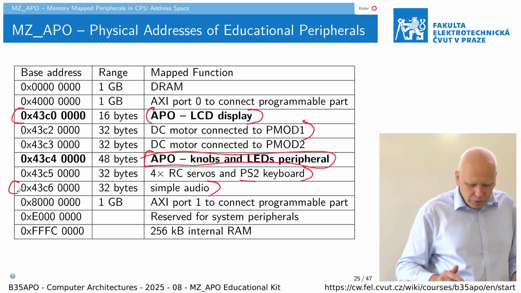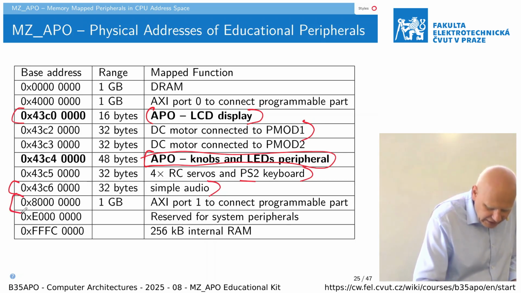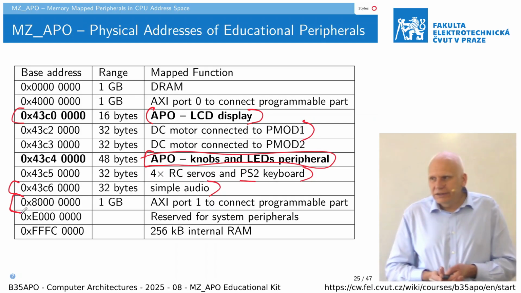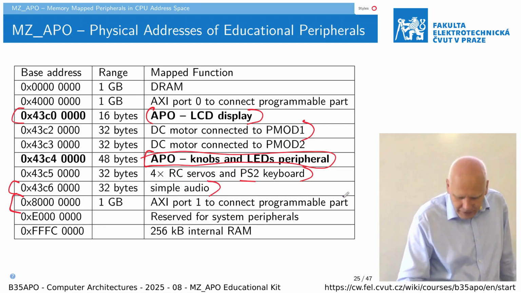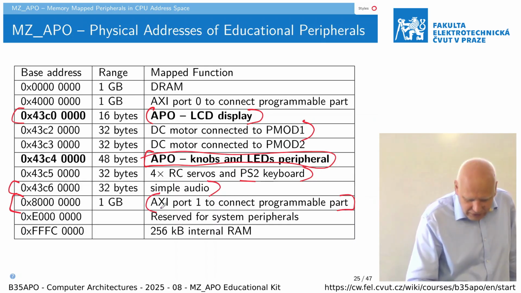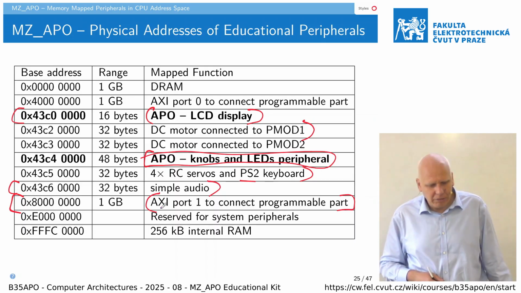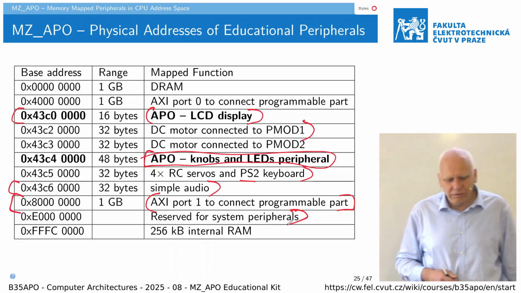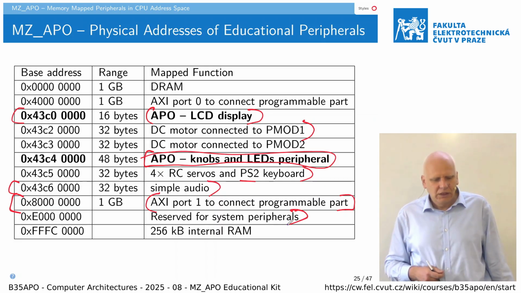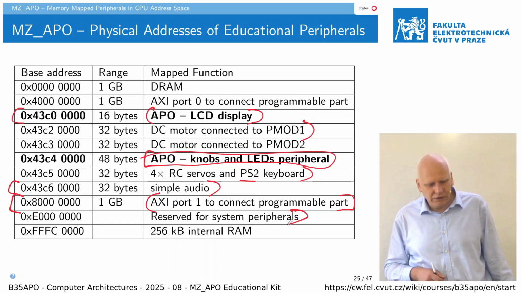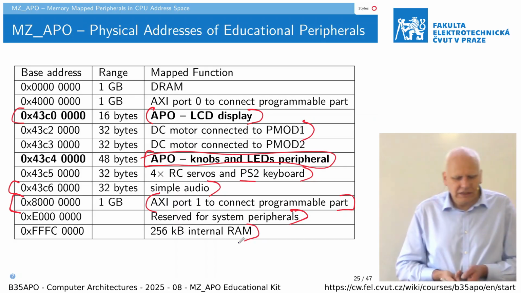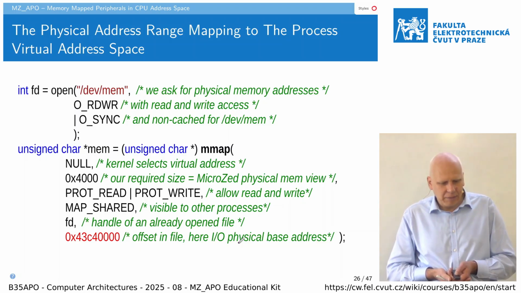There is some interface which allows a simple audio output. And then there is the next 1 gigabyte range for the second connection, the second bus to the programmable logic. And then some part is reserved for the internal peripherals of the chip, and there is some area where the internal RAM memory is mapped.